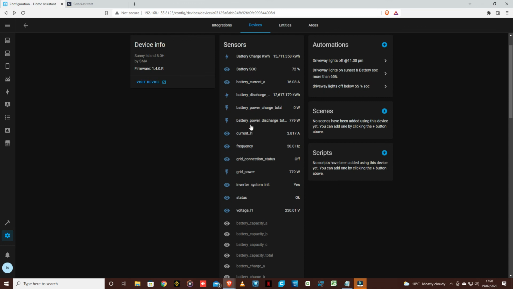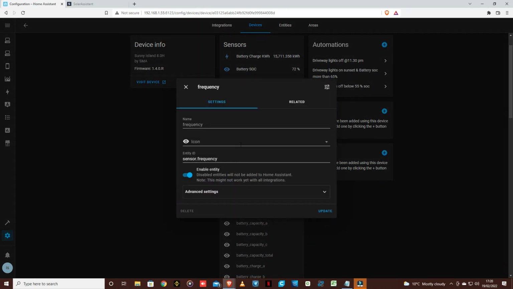So, you know, it might be in some cases people don't necessarily need the battery discharge kilowatt hours. They don't want to know anything about that. However, they might definitely want something like frequency or current or whatever it is. So that's how you can then start to pull this kind of data. Okay.